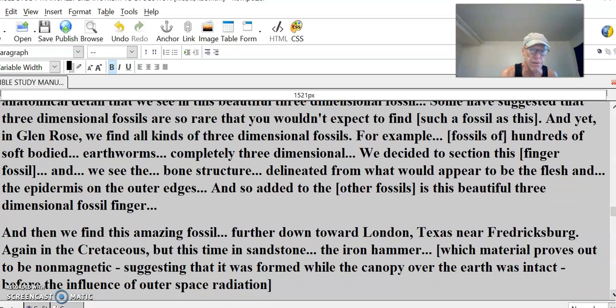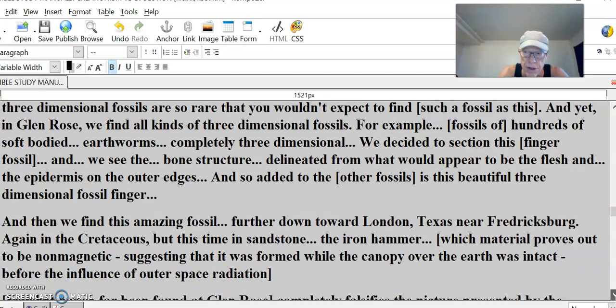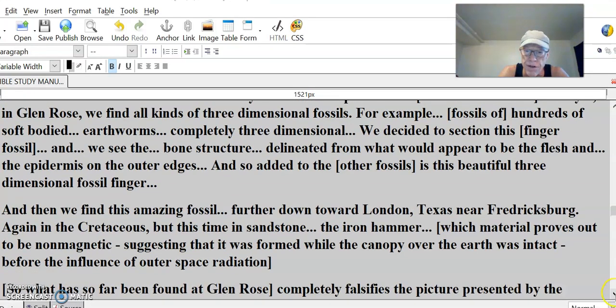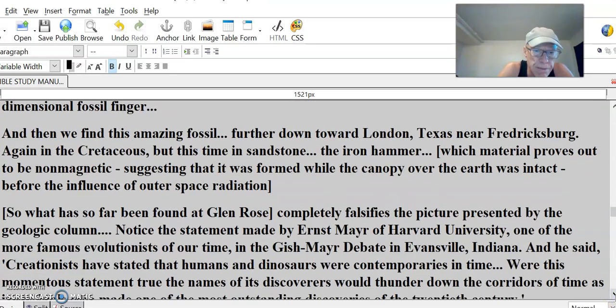And we find this amazing fossil further down toward London, Texas, near Fredericksburg, again in the Cretaceous, but this time in sandstone, the iron hammer. I saw that too, it's in the museum, which material proves out to be non-magnetic, suggesting that it was formed while the canopy over the Earth was intact, before the influence of outer space radiation. So what has so far been found at Glen Rose completely falsifies the picture presented by the geologic column.